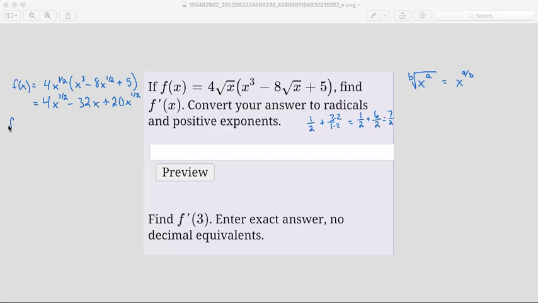Okay, so this is still my function, but now I have all separate terms, so I can take my derivative. So f prime of x is equal to, I'm going to use the power rule, take my 7/2, multiply it by 4. 7/2 times 4 would be 28 over 2. X to the power of 7/2 minus 1 would be 7 over 2 minus 2 over 2, which is 5 over 2.